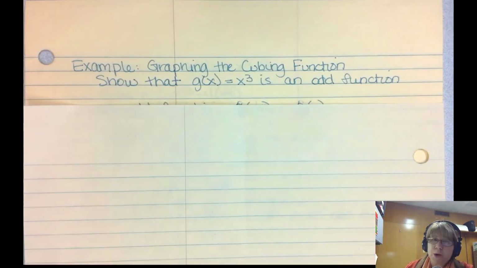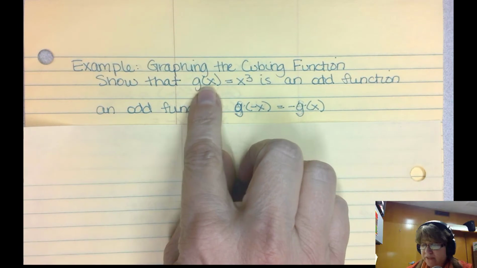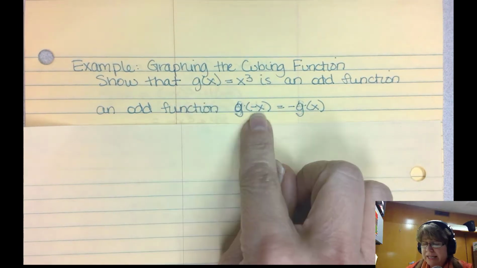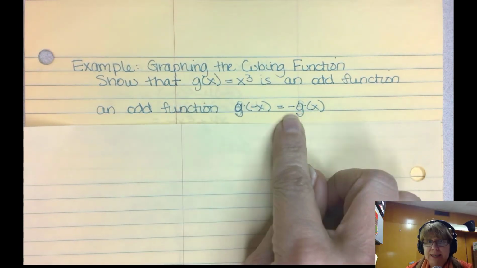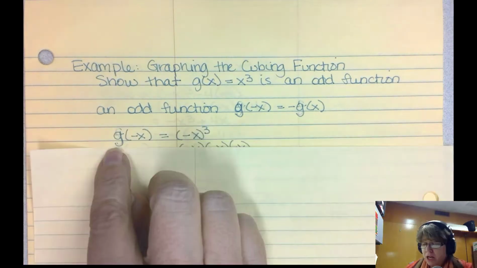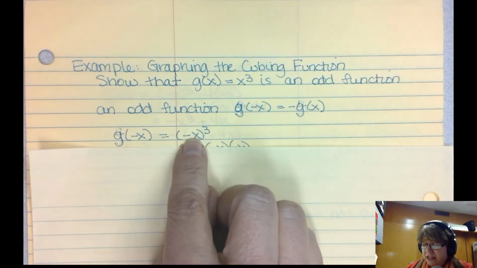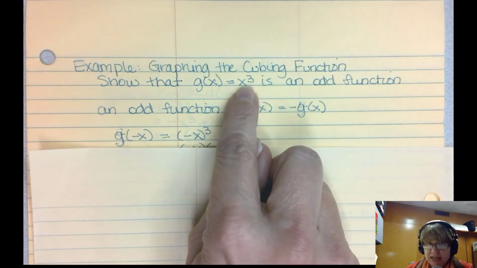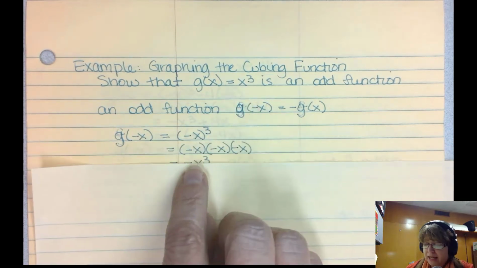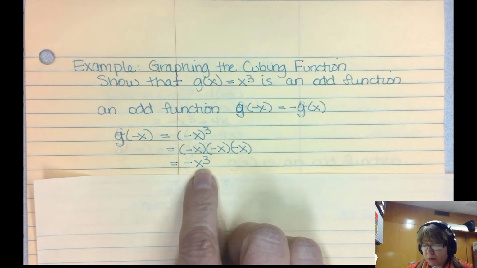Let's show that the cubing function is an odd function. Well, to be an odd function, I need to show that this function, g of x, when evaluated at negative x, is negative g of x. All right. g of negative x equals negative x cubed. So I'm just throwing in a negative x here, and I get negative x times negative x times negative x, which is negative x cubed.